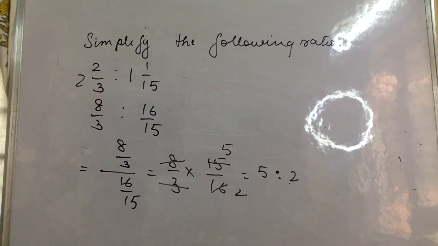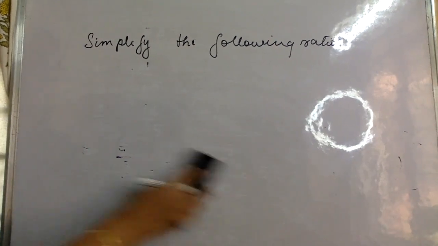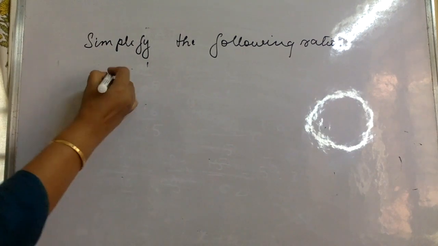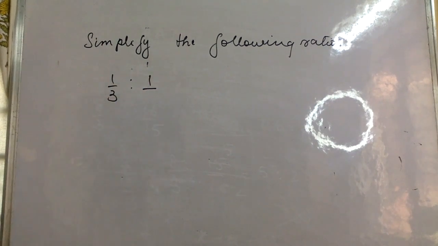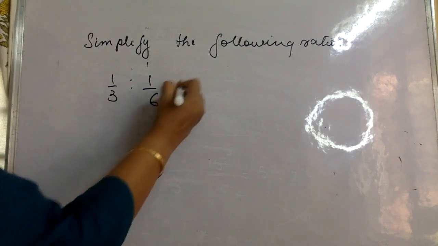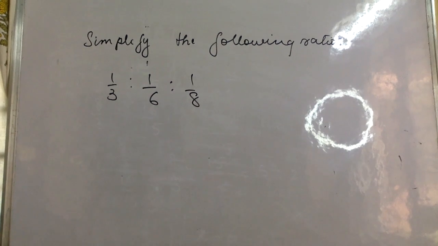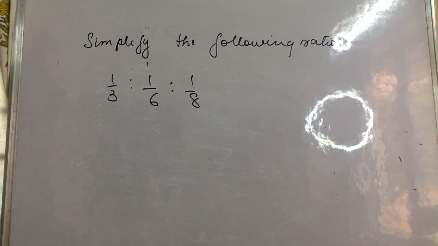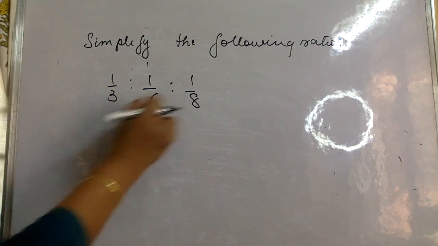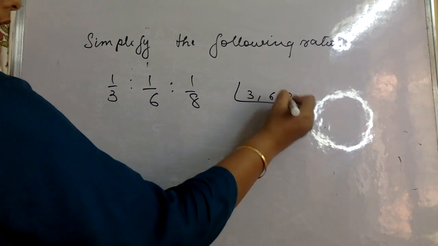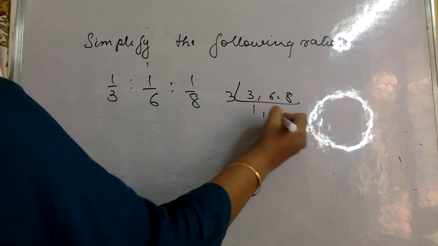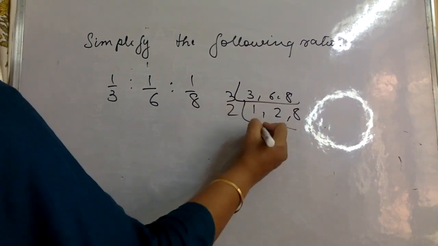Now let me take another one, which is, see, another one is 1 by 3 is to 1 by 6 is to 1 by 8. Okay, now this is also a ratio, but then again this is also not in the simple form. So what we will do is, we will try to get it in the simple form. Now how? The LCM of these three, 3, 6, 8. Let me find the LCM. It is 1, 2, 8.